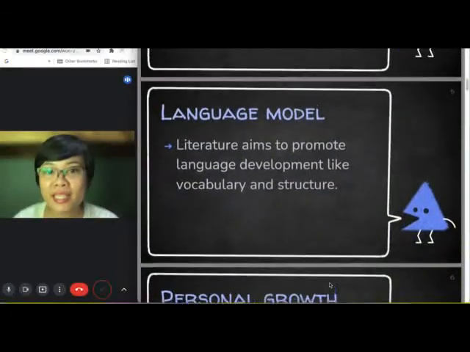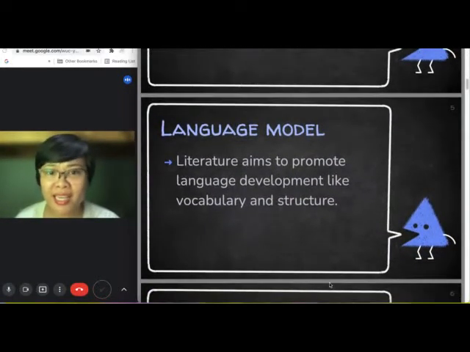Next is the language model. To study a piece of literature using the language model would be to think that literature aims to promote language development, like vocabulary and structure. So if you're going to teach literature using the language model, you will give emphasis, among other things, on the vocabulary, the word choices of the author.